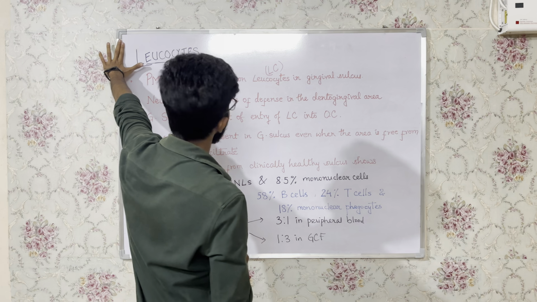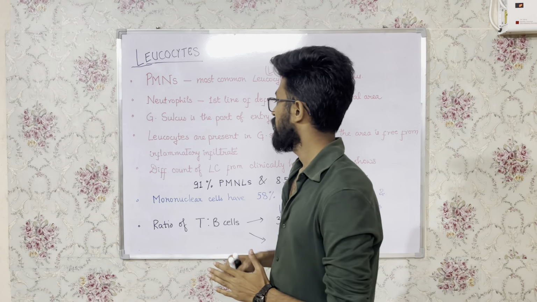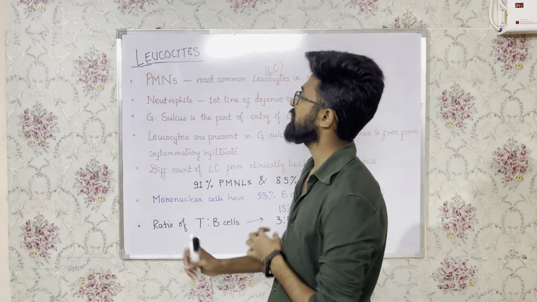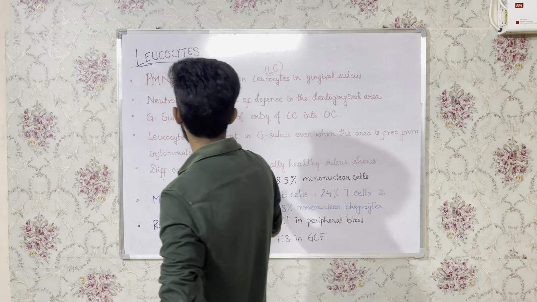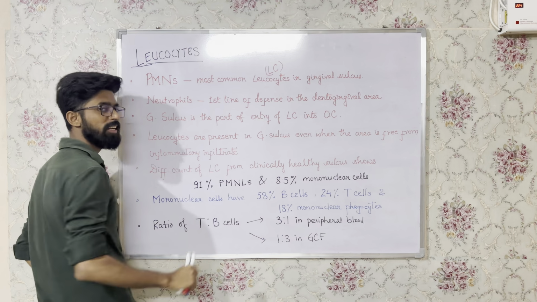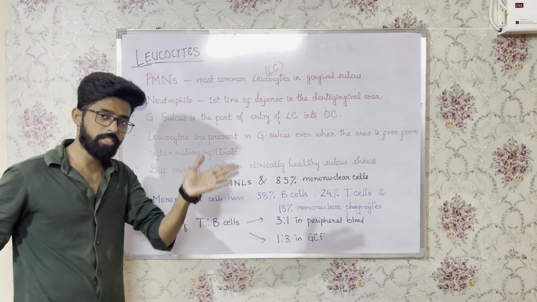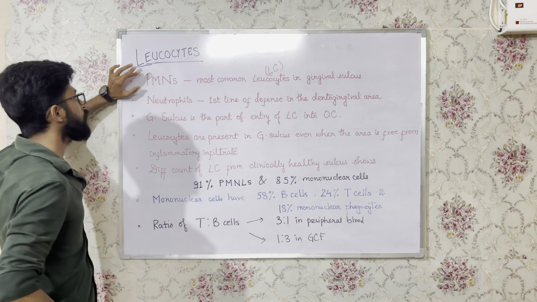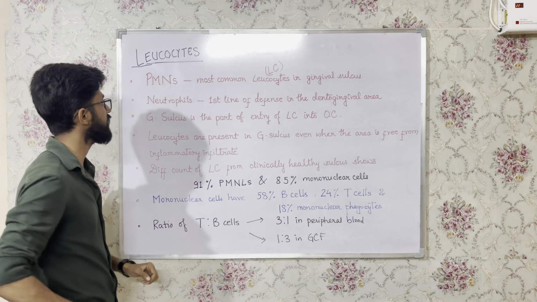Coming to leukocytes in the gingival sulcus or the dentogingival area. So these are the 7 points that you will write. First is the PMNs. The polymorphonuclear leukocytes are the most common leukocytes in the gingival sulcus. Each of these points is very important from your MCQ point of view also. So please pay attention.